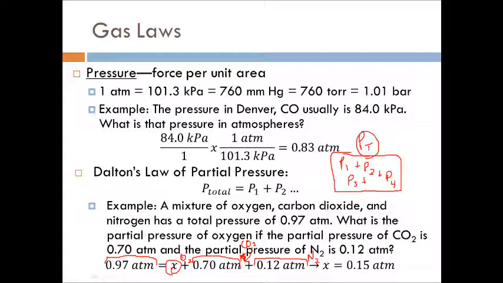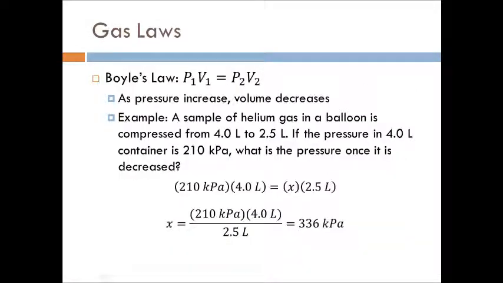So we're going to add nitrogen and CO2 together, which gives you 0.82, and we're going to subtract it from the 0.97. When we do that, you get a partial pressure for oxygen of 0.15. So we know 2 out of the 3, we add them together, we subtract from the total. Very, very basic idea, not too difficult. All right, now let's get into the dead white guys and what they said.